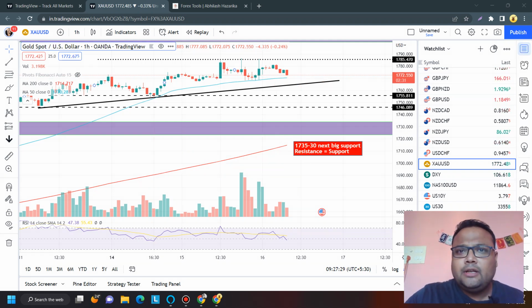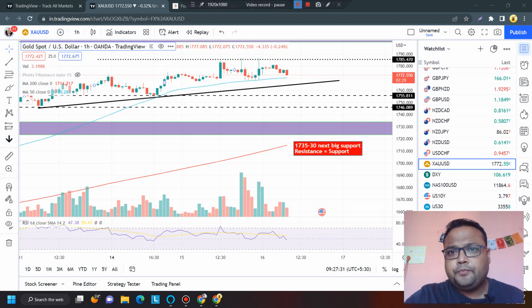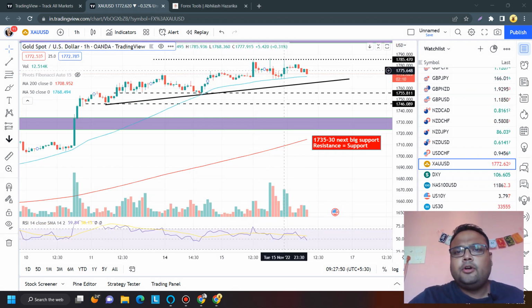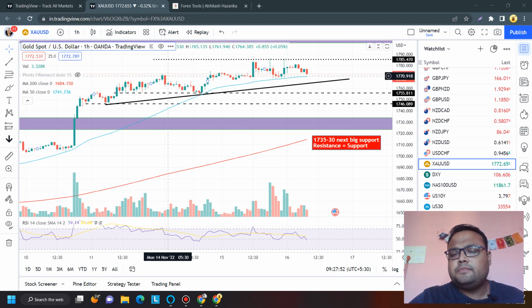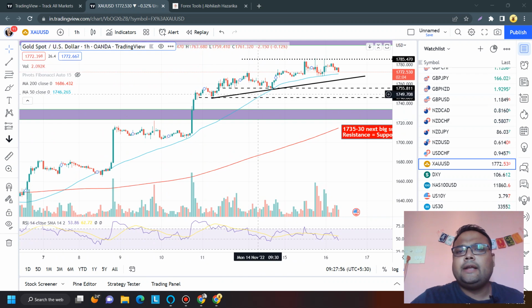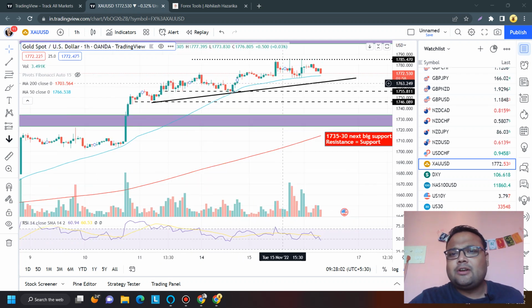Please be careful during the news. Do not gamble with your hard-earned money. And if you're looking for a good trade, then this is not the ideal chart for you, because still the chart is not clear. Yes, there was some extreme bullishness in the market, but right now we can see that slowly the sellers are joining the party. So let's wait and watch how the market reacts.